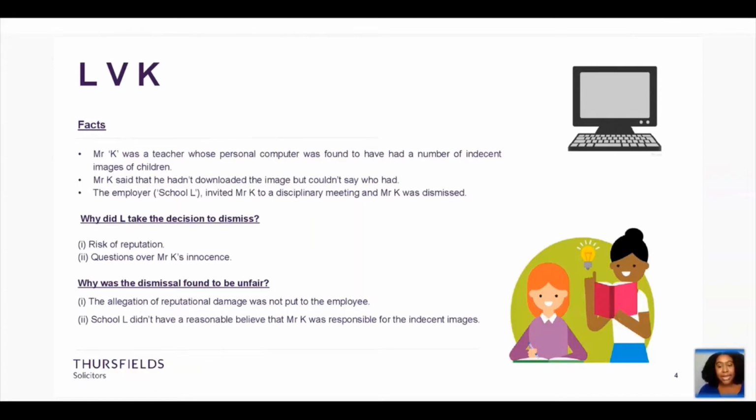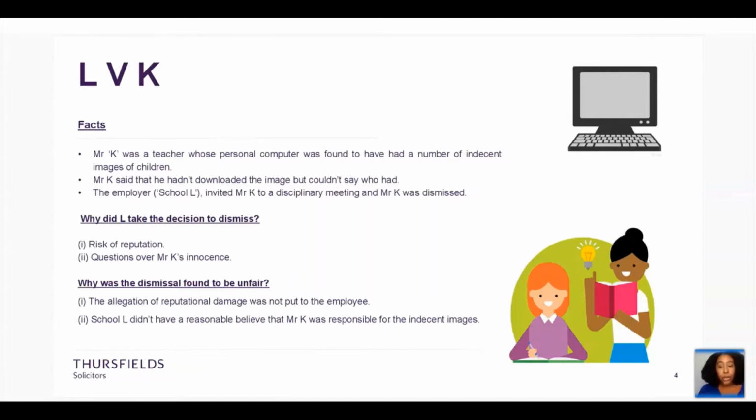Despite this, his employer, the school, L, invited Mr. K to a disciplinary meeting and Mr. K was dismissed. In reaching its decision, the school relied on the following reasons. Firstly, risk to reputation. L, the school, was concerned that its reputation could be significantly damaged if Mr. K was accused of this or indeed any similar offence in the future.